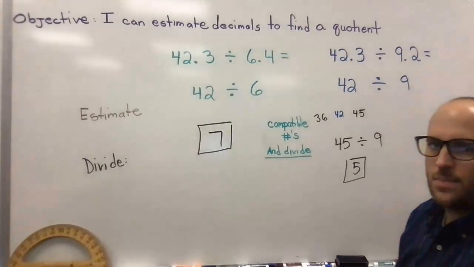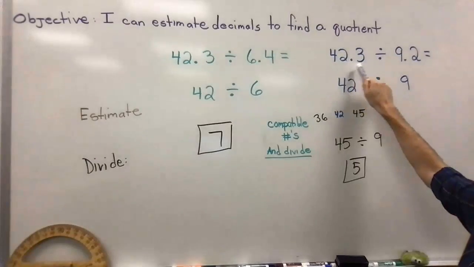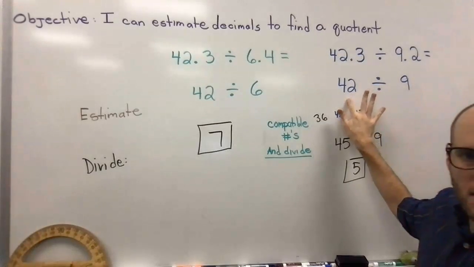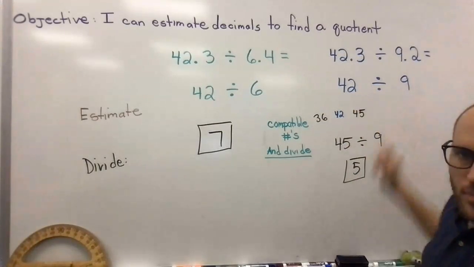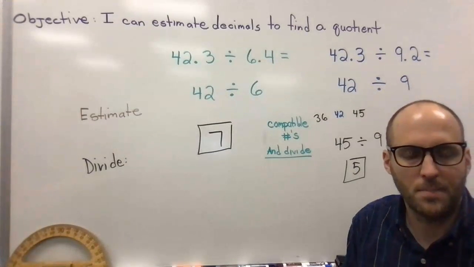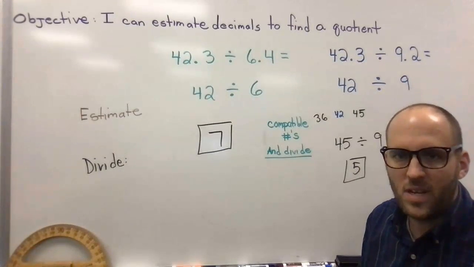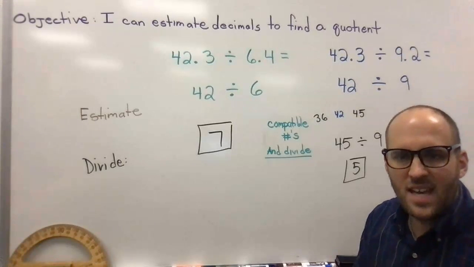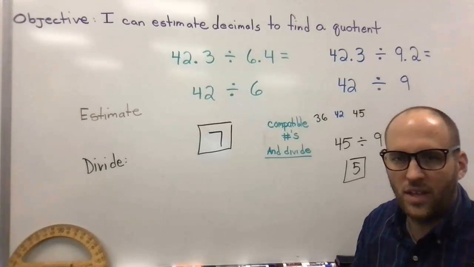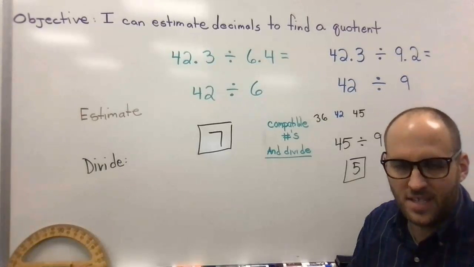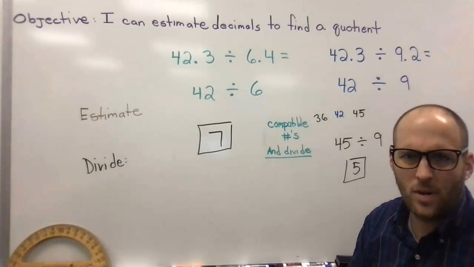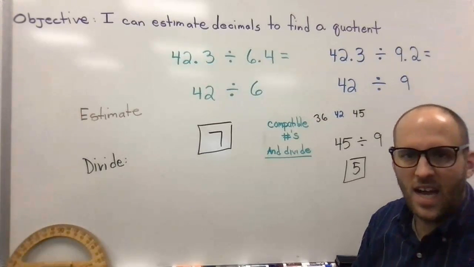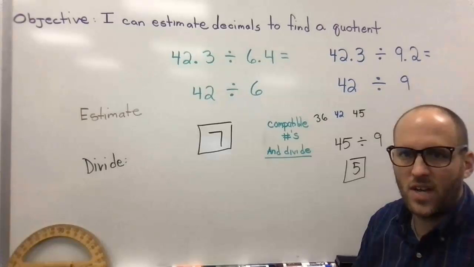However, if we look at this next problem, we have 42 and 3 tenths divided by 9 and 2 tenths. When we estimate, it comes out to 42 divided by 9. But there's nothing that we can multiply by 9 to get 42. There's no nice basic fact. And again, when we estimate, we want to be able to do something quickly, because if it takes us longer to estimate than to solve the actual problem, why are we estimating? Just go solve the problem. So I have to find compatible numbers. How do I do that?